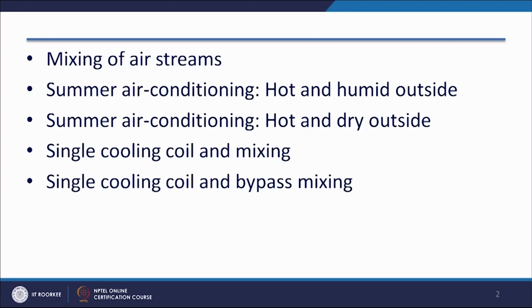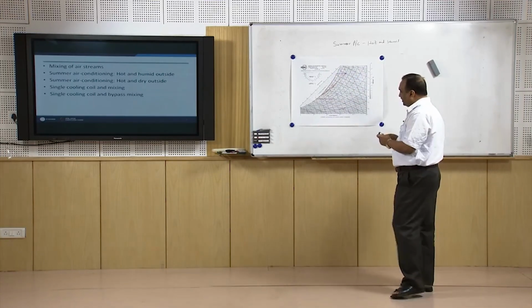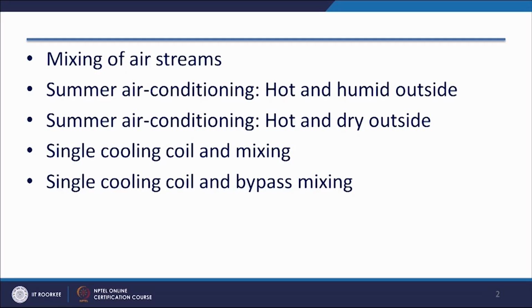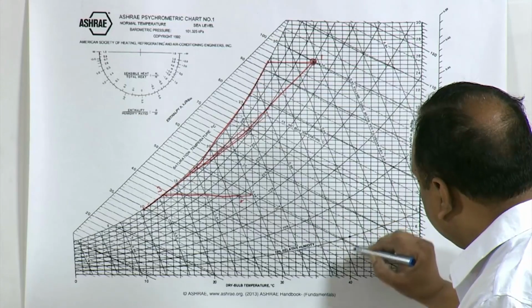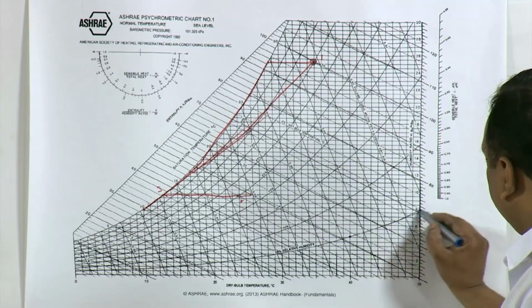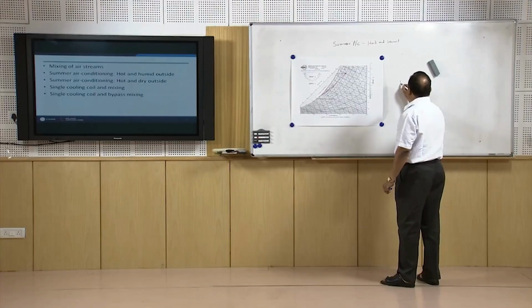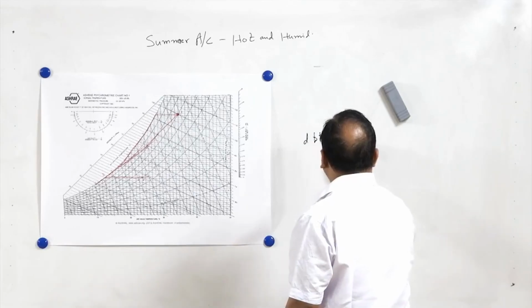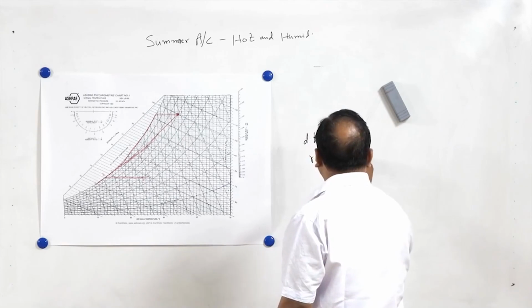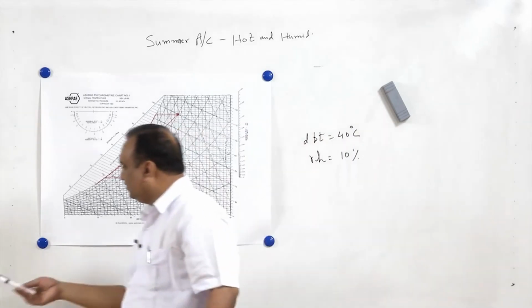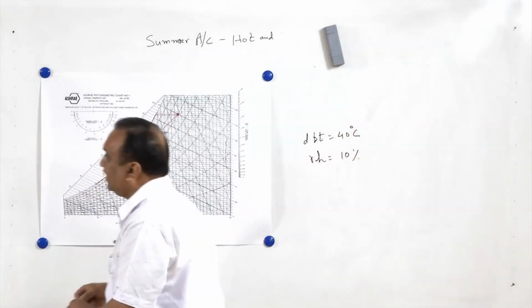Now, coming back to summer air conditioning, when the weather is hot and dry outside. Let us assume outside temperature is 40 degrees centigrade and relative humidity is 10%. This is the 10% relative humidity line and the outside temperature is 40 degrees centigrade. So, it is a typical desert weather. DBT is 40 degrees centigrade and relative humidity is 10% or 15% or 20%, we can take any value. This is typical of hot and dry weather outside.